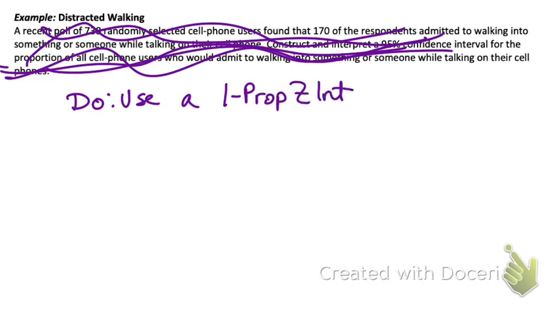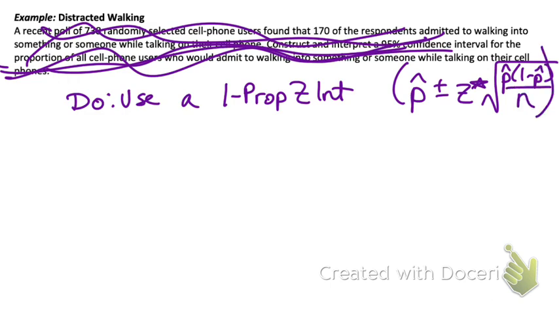Now, I have just named the inference procedure that we're going to use. Again, this is the first of 13. I can either name it by name or you can name it by formula. If you want to use the formula, then you would have to write this formula out.